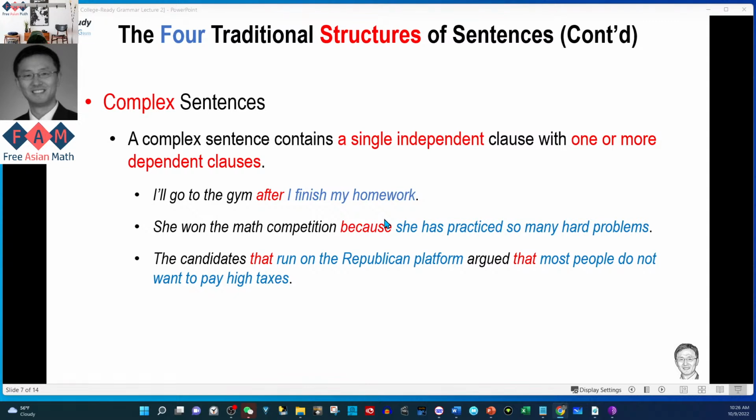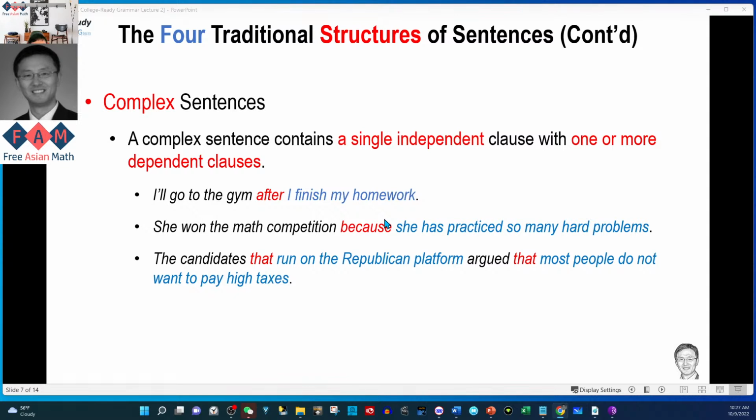And it appears in this overall sentence as a dependent clause. It depends on the main clause because it's attached to the main clause. Once again, where this "because" introduces this causal adverb clause: because she has practiced so many hard problems. So this is a complex sentence, okay?